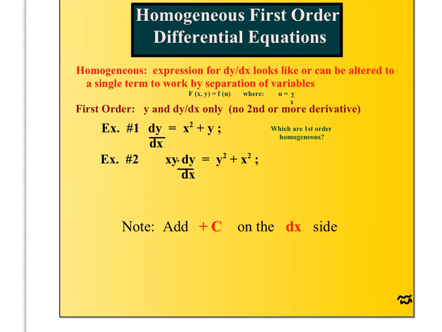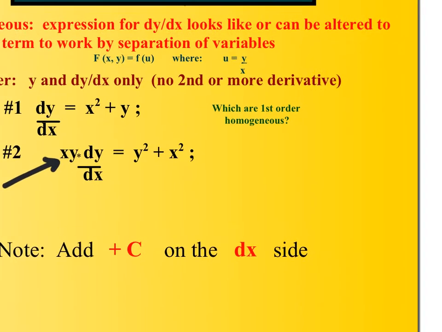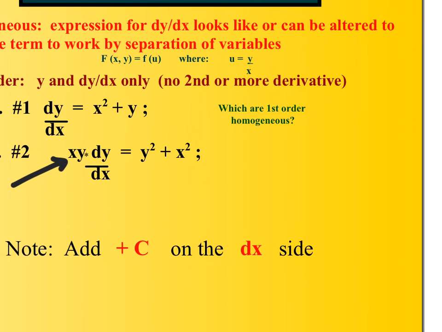Okay, so a homogeneous expression for dy/dx looks like, or can be altered to, a single term to work for separation of variables. Right, so this right here, example 1, is not homogeneous because I have addition of two terms, right? But this I can write, and will be able to using the method we're about to do in a moment here, I can write separable. And the method that we use here is we do a u substitution.